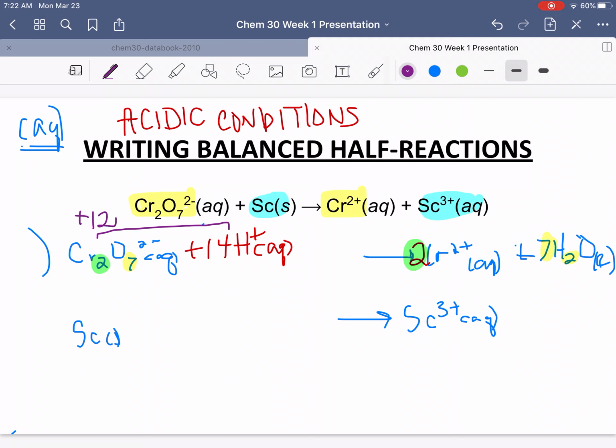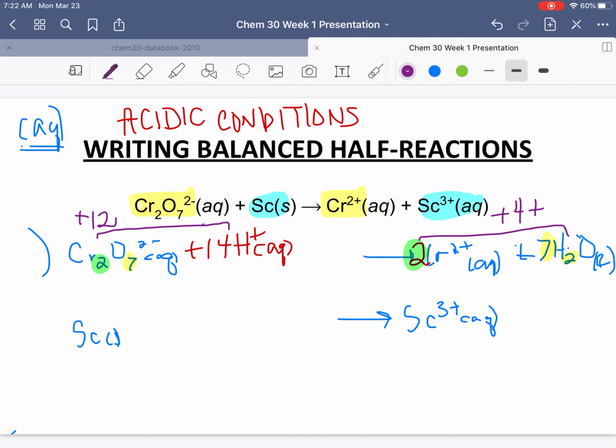So if positive 12 is my total charge on this side, if I go over to the opposite side over here, then I'm going to have on this side, well, similar thing, look at the total. Water contributes 0, whereas the chromium over here, 2 times 2 plus, is contributing a total of 4 plus. All right, I need to have the same charge on both sides. Positive 12, positive 4, those two don't balance out.